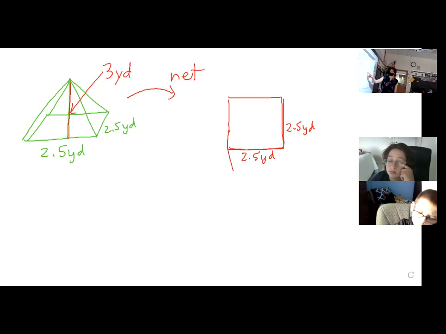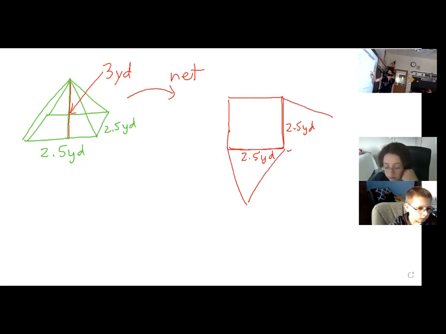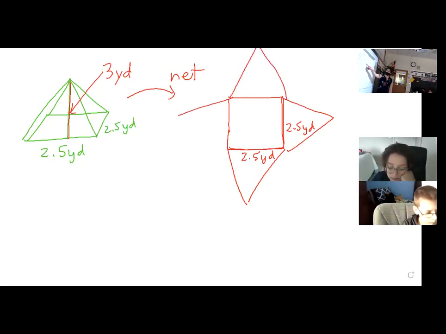We're fanning out some triangles from each of those sides of the square, right? Can you imagine how folding them back up would make a pyramid? Who chose to make a pyramid when we did our net monster families? Anyone do a pyramid like this? Okay. Now help me with the dimensions here.